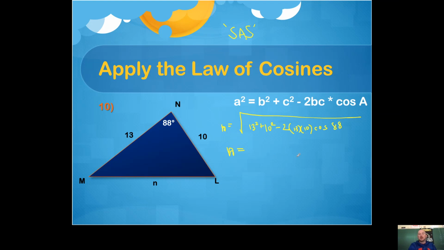All right, so we're just going to type that in. I'm typing in second, and then I hit the x squared button so I get my square root. Type in 13 squared plus 10 squared minus 2 times 13 times 10. And if I reverse the 13 and 10, it wouldn't make a difference. Times cosine of 88. That gives me 16.12. That's how long this side is.